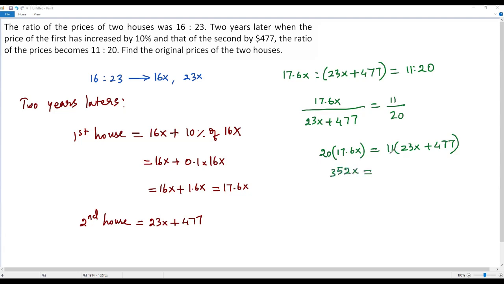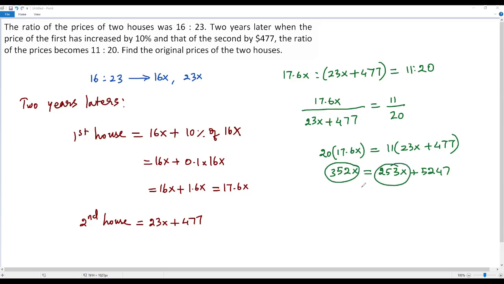Okay, now we can distribute this 11 to 23x and 477. That is, we have to multiply this 11 and 23x. So when I multiply them, I am getting 253x. When I multiply this 11 and 477, I am getting 5247.